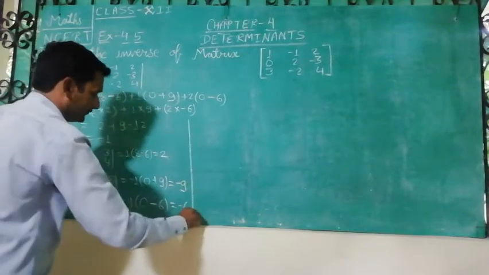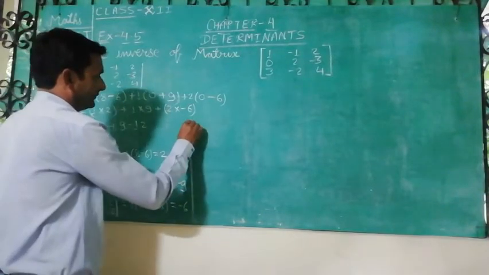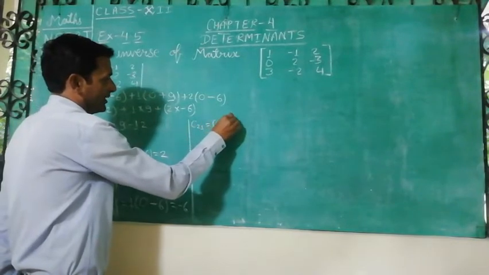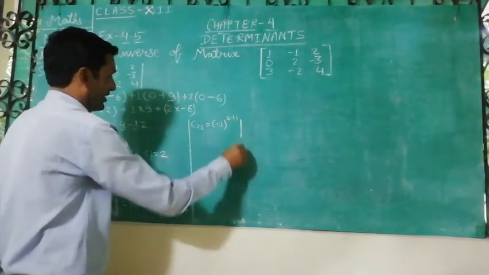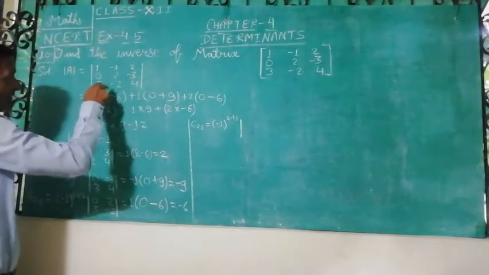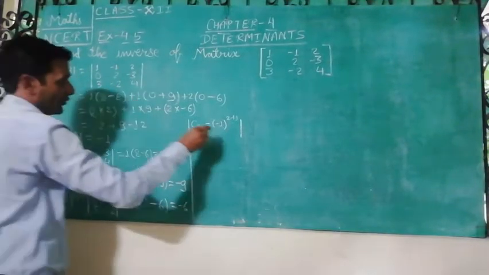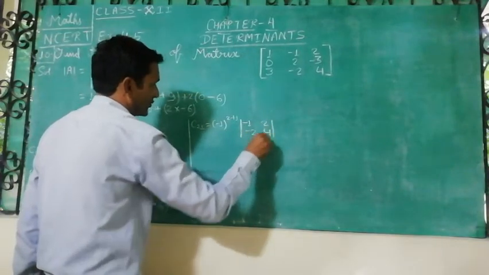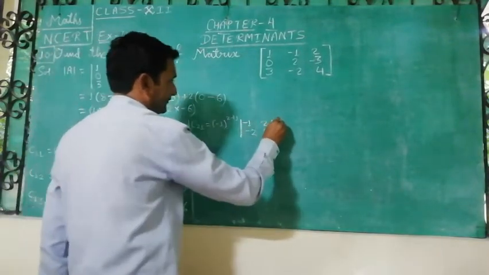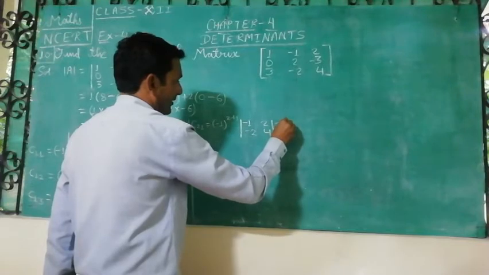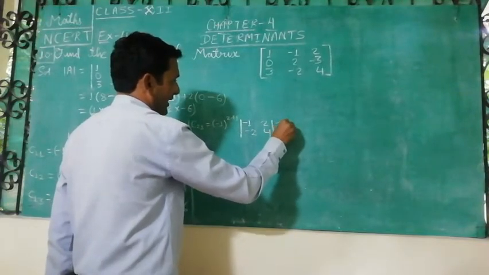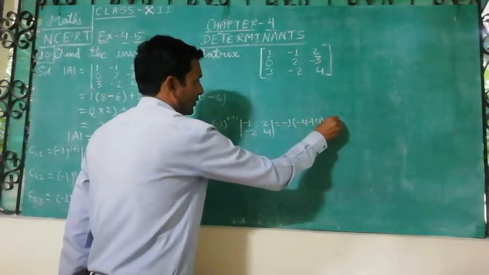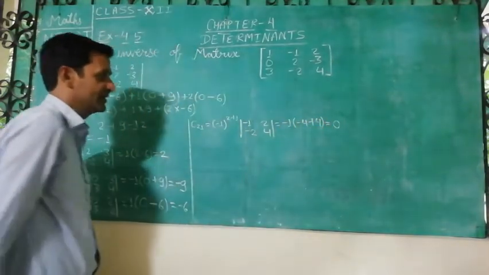Now C21. C21 is equal to (-1) raised to the power 2 plus 1. And then in the determinant, the second row, first column will be eliminated: -1, 2; -2, 4. So it will be equal to minus 1 and then -4 plus 4. That will be equal to 0. So 0 into -1 is 0.